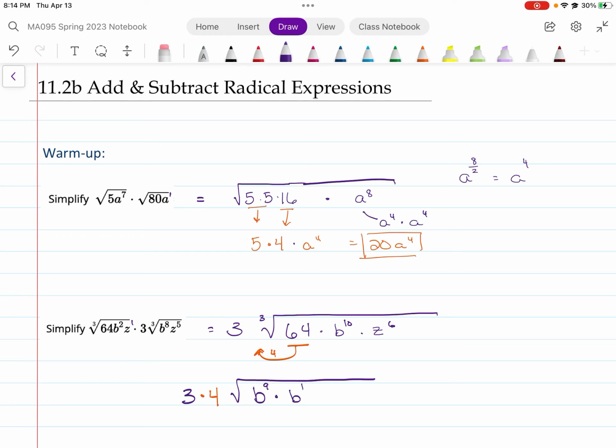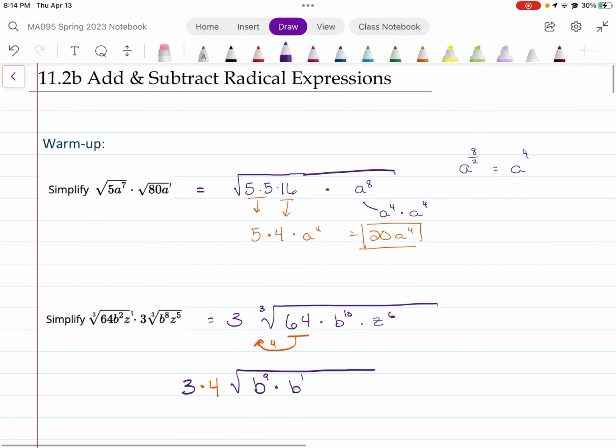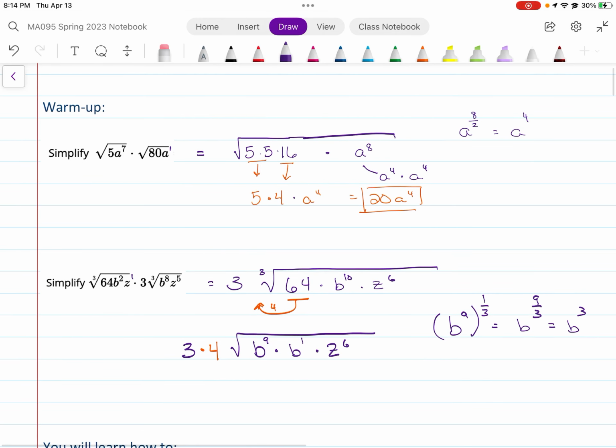Now b to the 9 is divisible by 3, and 6 is divisible by 3. So now if we use the exponent rules, this is b to the 9th to the 1/3 power, which is b to the 9 over 3, which is b to the 3rd. Same thing with the 6. You take the 6 and divide it by 3. So what I have left here is I'm going to bring this out and it becomes b cubed. I'm going to take this out and it becomes z squared, and this is stuck on the inside.